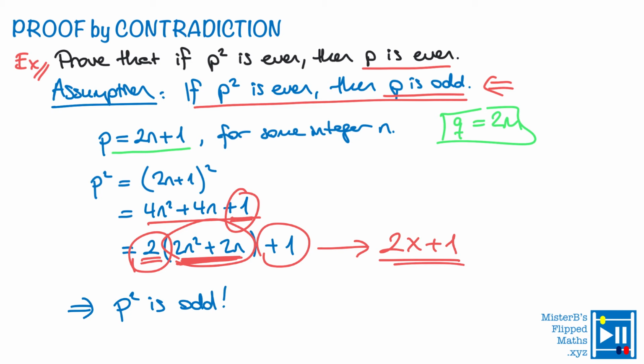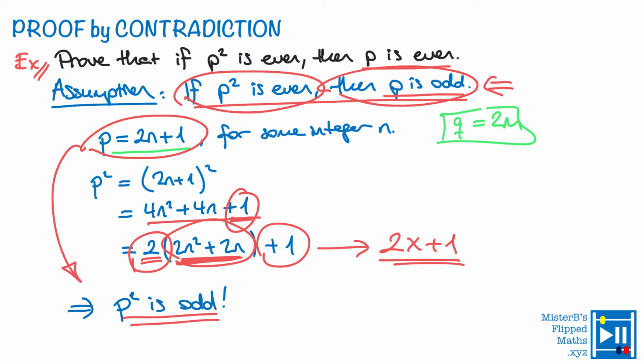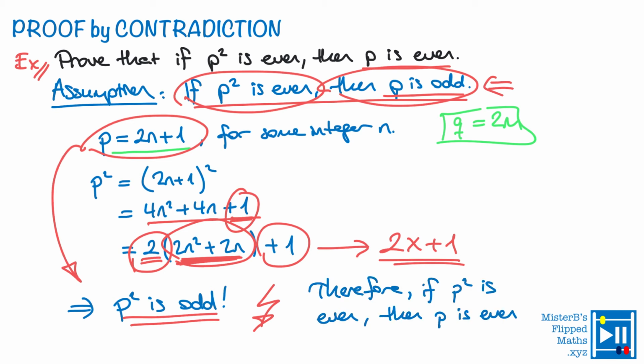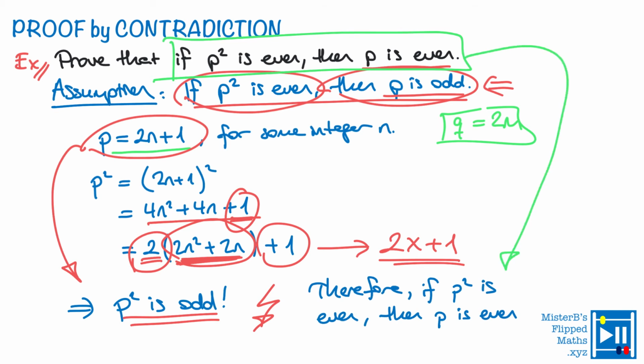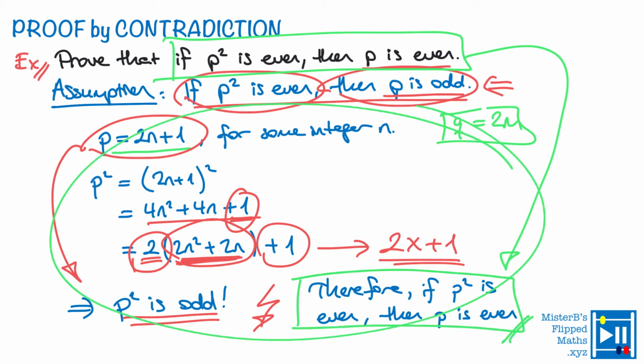Now, this is what I call a contradiction, because I stated that if p squared is even, then p is odd. And I started with p being odd, but I ended up with p squared being odd. So this is a contradiction. Therefore, we say, if p squared is even, then p is even. So all we have to do is to just copy-paste the statement in the original question right after the word therefore, and this is my final statement. I have to complete my proof with this final statement, otherwise it's going to be incomplete.